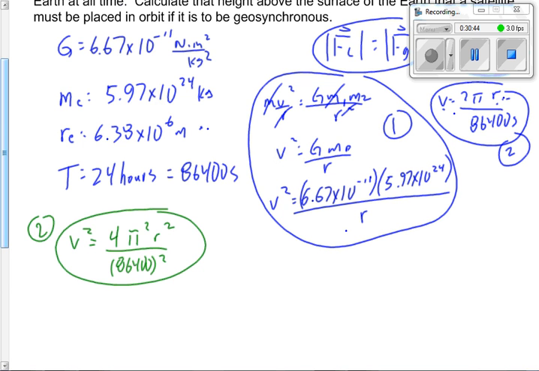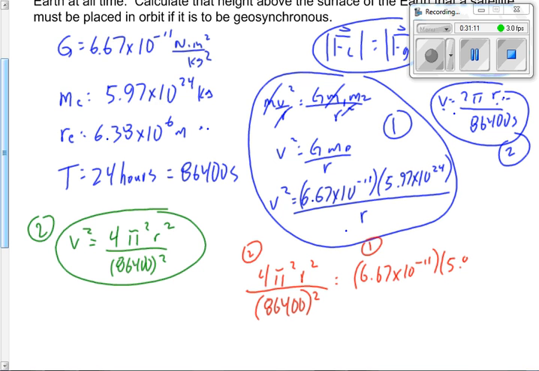The reason I've done that is because now both of those equations have v squared. If v squared equals v squared, 4 pi squared times r squared over 86,400 squared, this is equation number 2, equals equation number 1: 6.67 times 10 to the minus 11 times 5.97 times 10 to the 24 divided by r. You got that? Does it make sense? That's ugly math, isn't it? Would you have ever thought to do that on a test? Probably not.